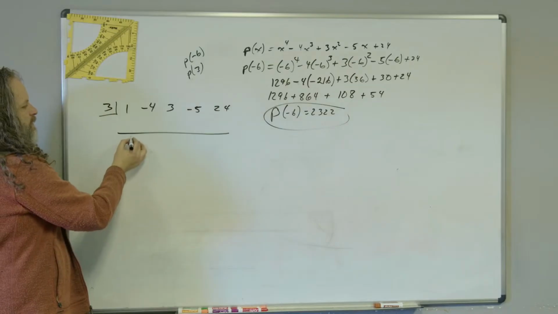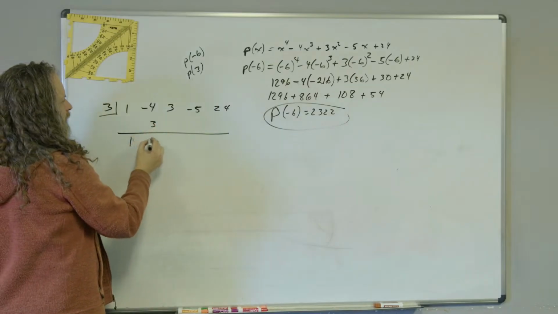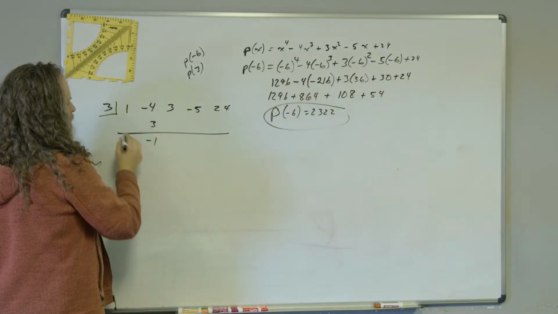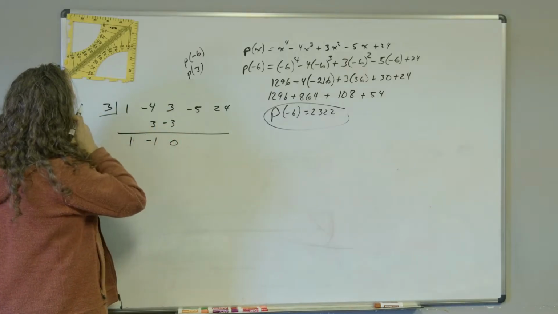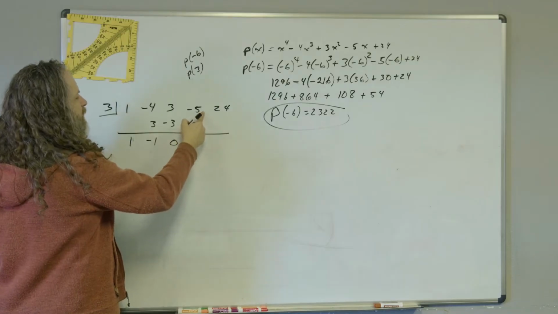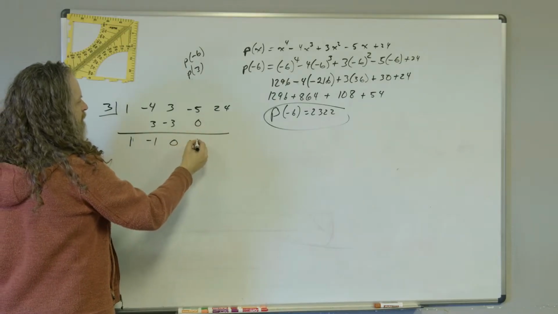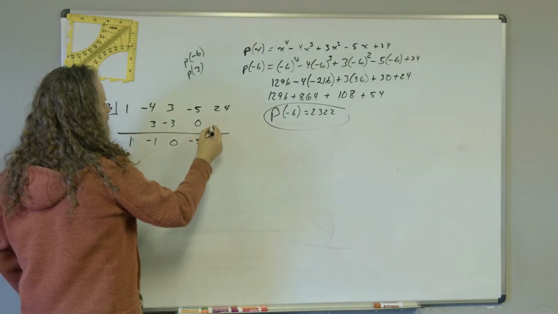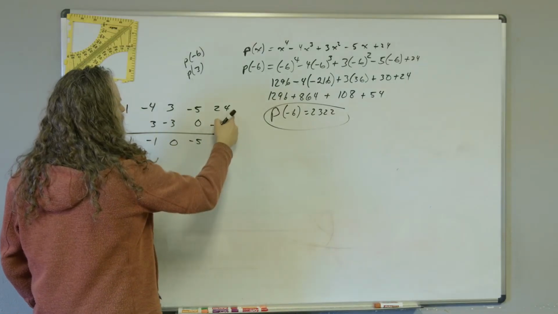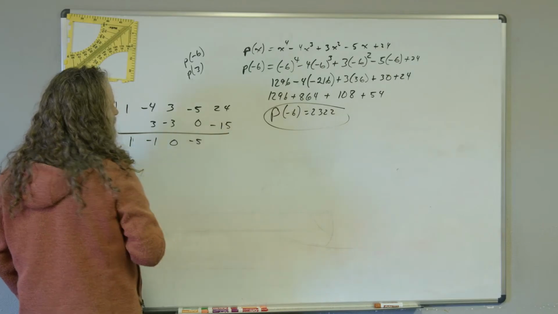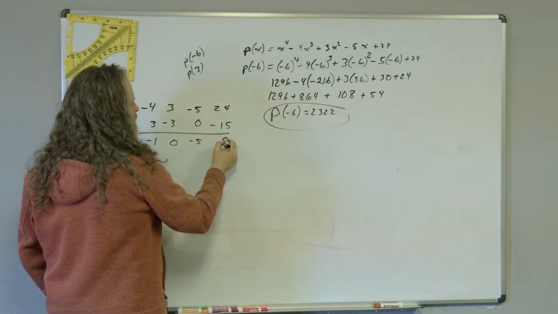Bring down the 1. 1 times 3 is 3. -4 plus 3 is -1. 3 times -1 is -3. 3 plus -3 is 0. 3 times 0 is 0. -5 plus 0 is -5. 3 times -5 is negative 15. 24 plus -15 is 9.